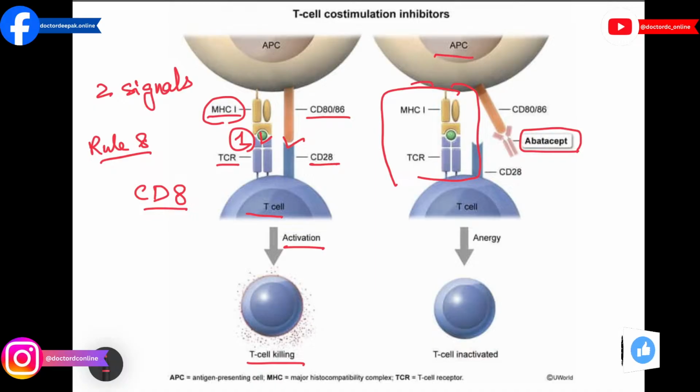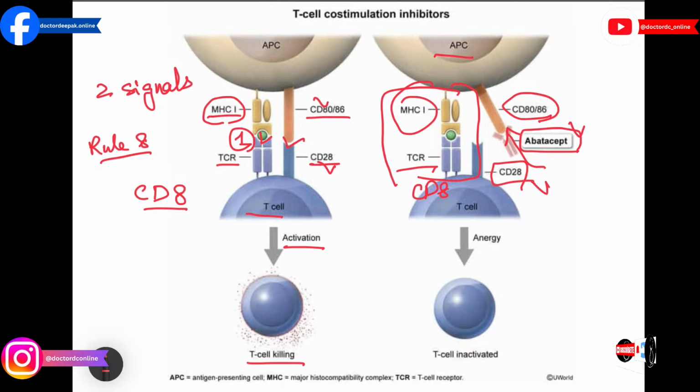Already the antigen presenting cell is giving the MHC class 1 to the T cell receptor CD8, but for the activation it also needs a second stimulation, the second signal between the CD86 and CD28. So the drug will come and attach with CD80 or 86 and inhibit the second signal.